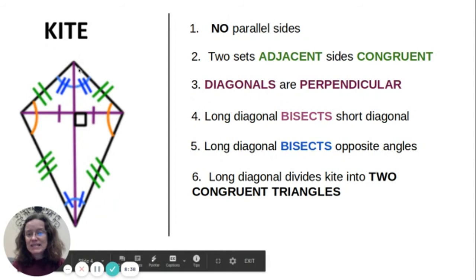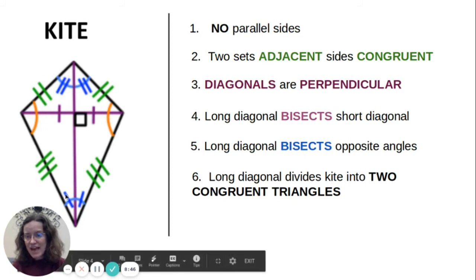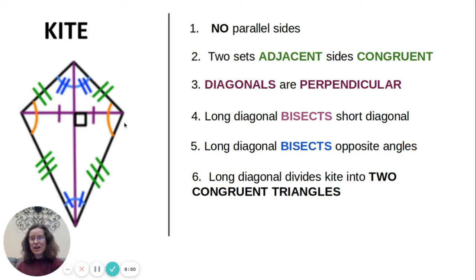Since it bisects these angles and this segment, then this big triangle on the left and this big triangle on the right are congruent triangles. And so you've got all sorts of congruent things. This is very symmetric. This left triangle will fold over and match right up to this one on the right. 2 congruent triangles there. So that long diagonal is a busy fella.